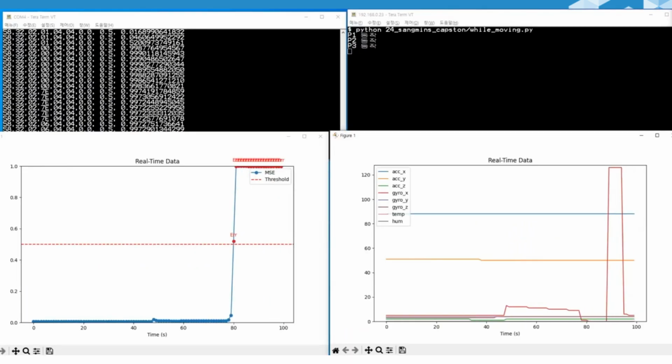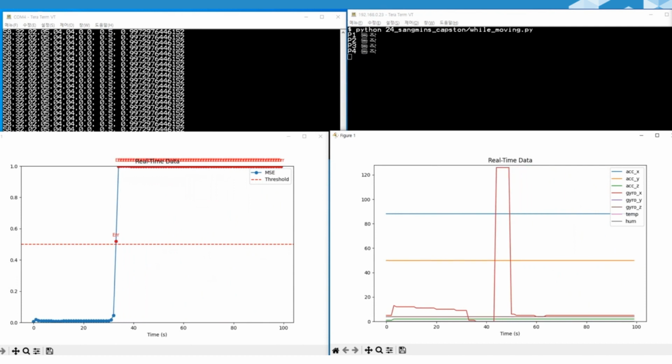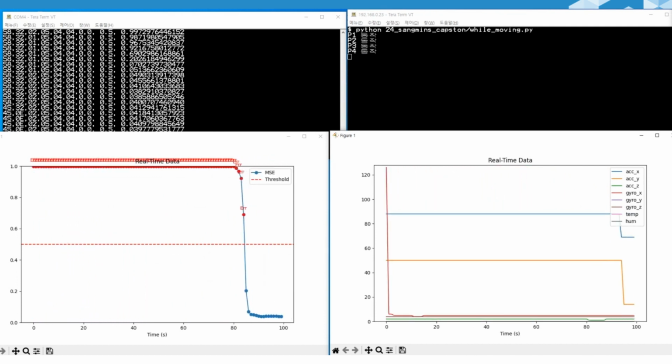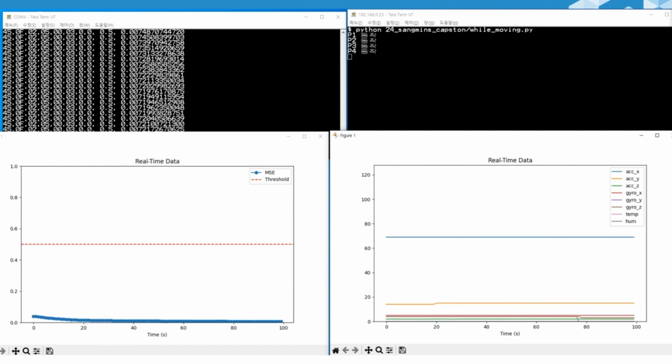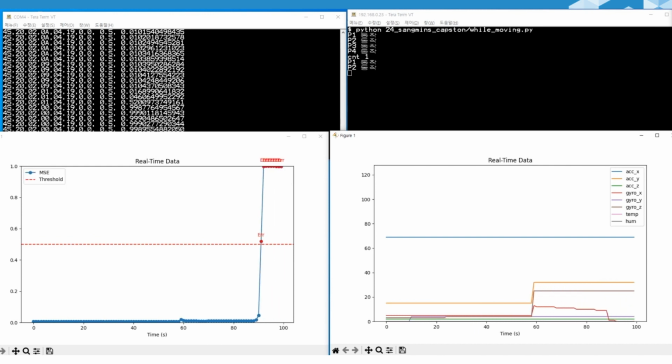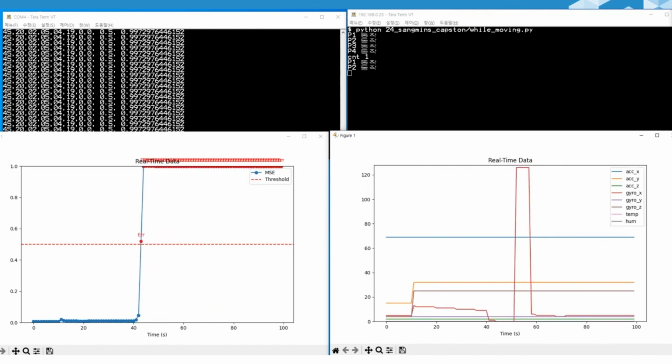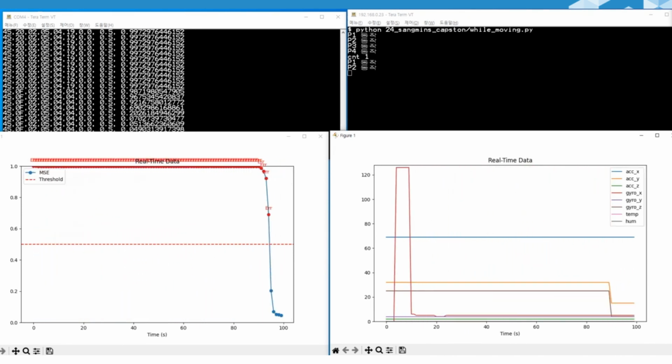In this video, we're making inferences from anomalous data. As before, the left side shows inference results, and the right side shows real-time ingestion data. However, what's different from before is the anomalous data. So if you look at the graph on the left, you can see that it infers the error situation.